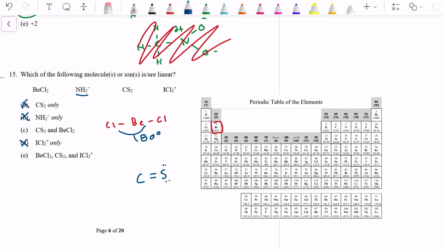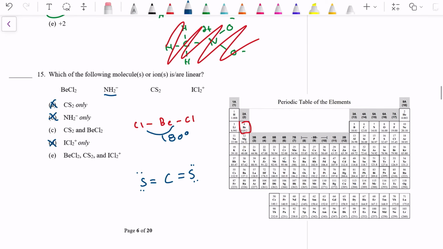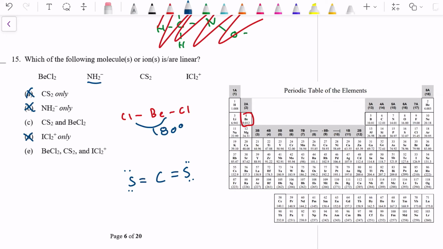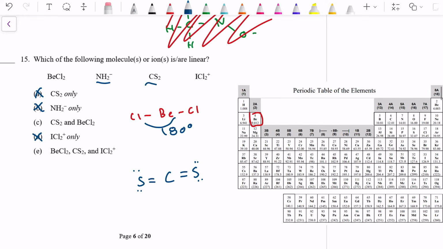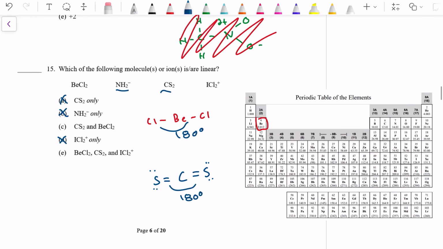That was something like this. And then once again, carbon is going to form 4 bonds in the neutral state. So once again, there are no lone pairs here. So this is just these 2 electron groups, and that's 180 degrees. So that one should be in the right answer choice, and it actually is in both answer choices.